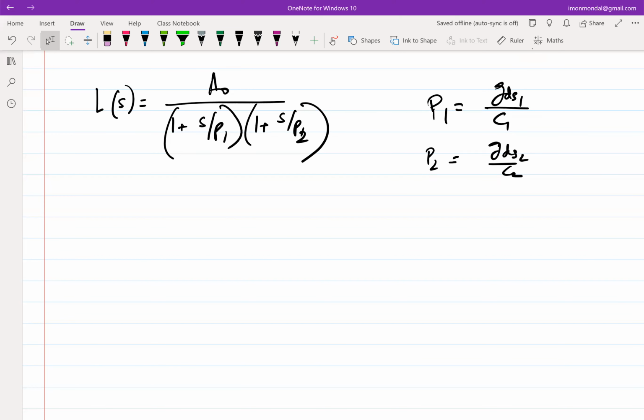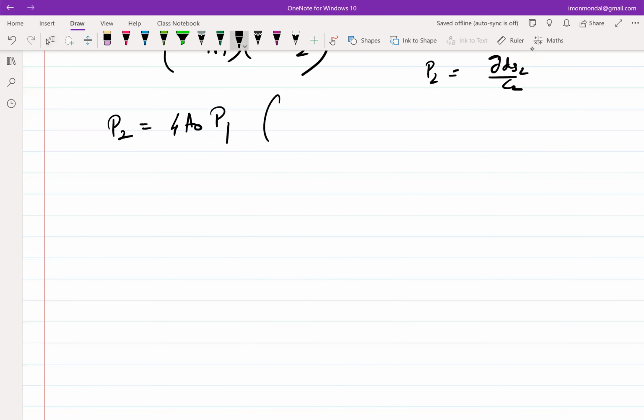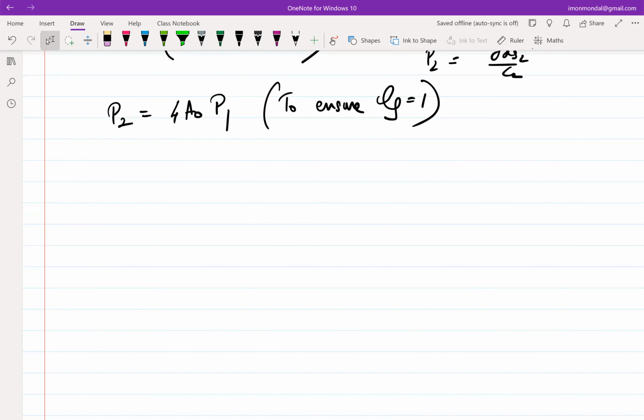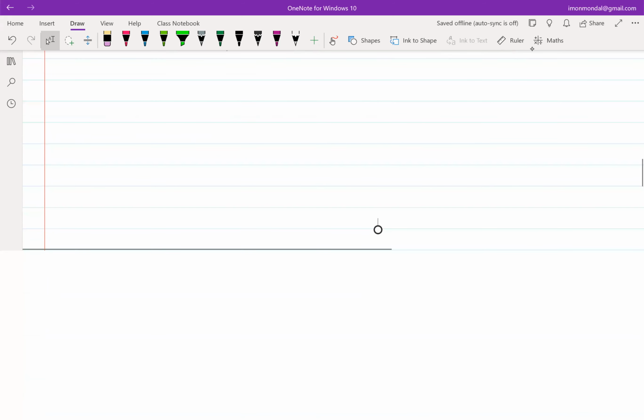So in order to ensure that your zeta is 1, that is the critically damped case, we had to ensure that P2 was 4 times A naught times P1. So this is to ensure zeta equal to 1. Note that this concept of zeta comes only when you close the loop. Open loop, we are not talking about open loop zeta. This is closed loop zeta. But loop gain is for open loop case, open loop structures.